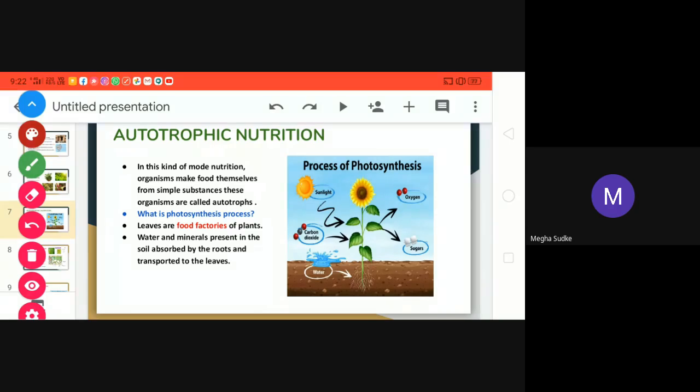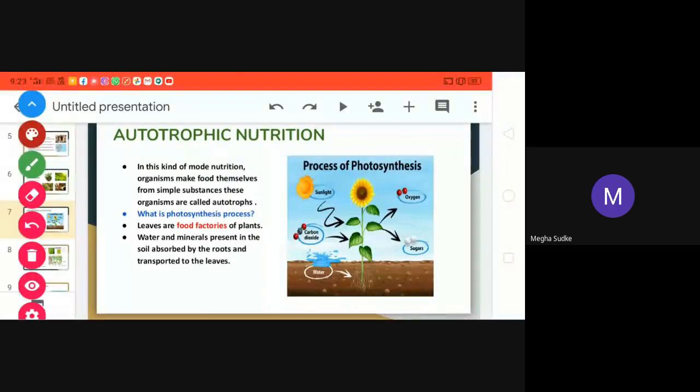Raw material. What is raw material? Raw material must reach the leaf, right? Raw material is nothing but sunlight, carbon dioxide, water, and minerals. These are the raw materials to prepare food, like ingredients.